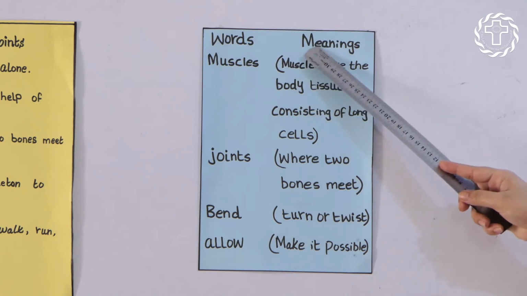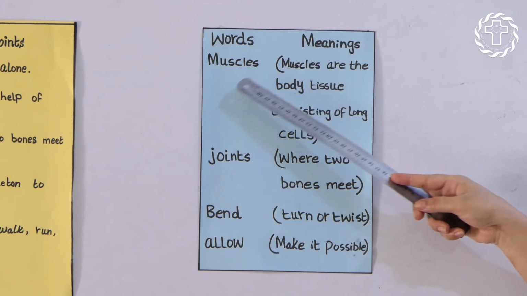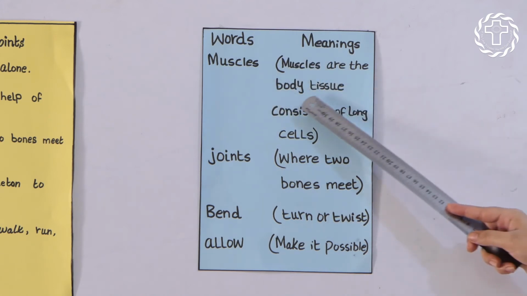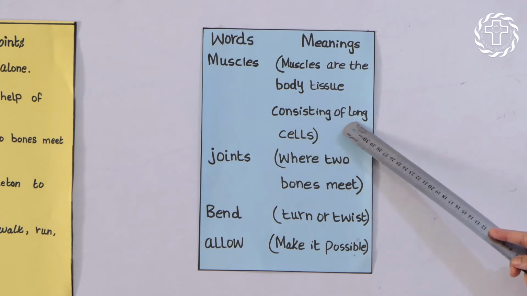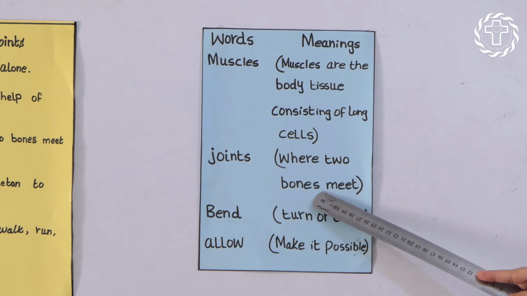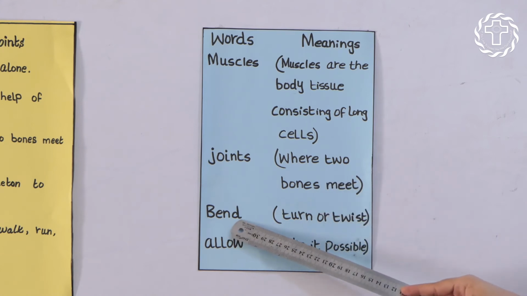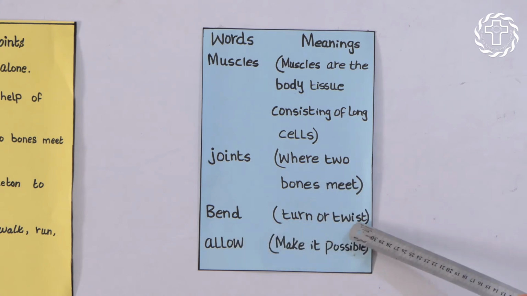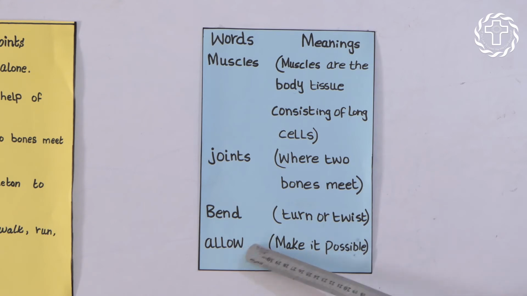Words meaning. Muscles are the body tissue consisting of long cells. Joints mean where two bones meet. Bend means turn or twist. Allow means make it possible.